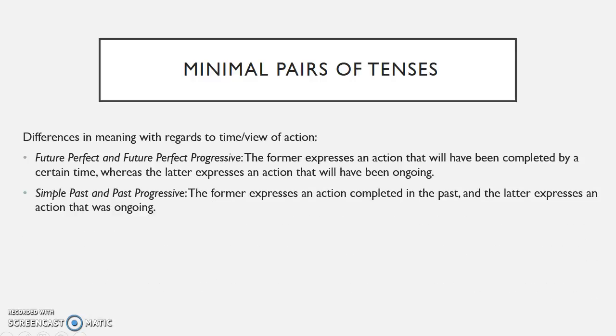The simple past and past progressive: the former expresses an action completed in the past, and the latter expresses an action that was ongoing. These minimal pairs represent differences in meaning with regards to time or the view of action. Here's an example with a difference in meaning in terms of politeness or another function.